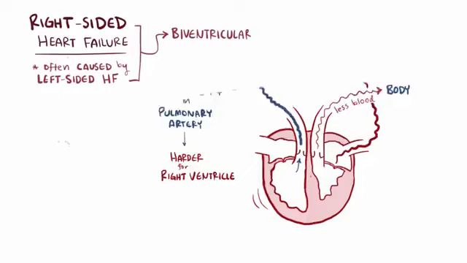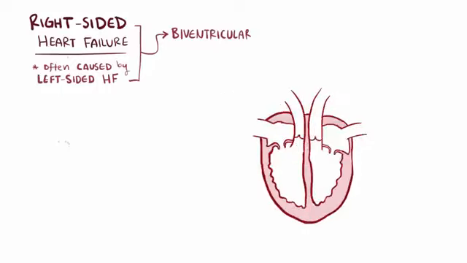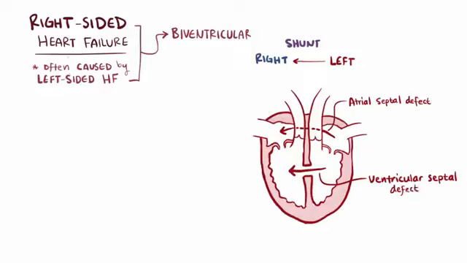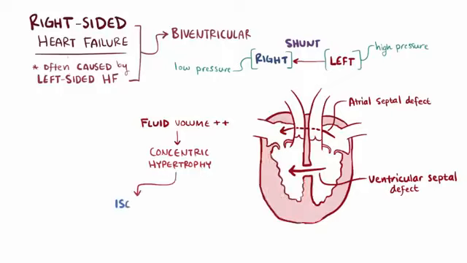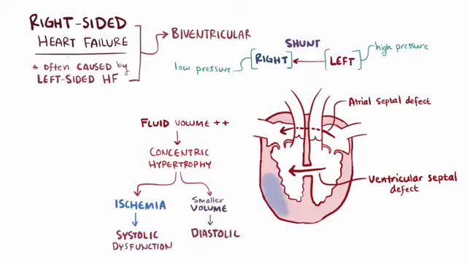Someone can also have isolated right-sided heart failure, though, and an example of this would be a left-to-right cardiac shunt. In these cases, there might be a cardiac shunt like an atrial septal defect or a ventricular septal defect that allows blood to flow from the higher pressure left side to the lower pressure right side, which increases fluid volume on the right side and can eventually lead to concentric hypertrophy of the right ventricle, making it more prone to ischemia, which is a systolic dysfunction, and have a smaller volume and become less compliant, which is a diastolic dysfunction.